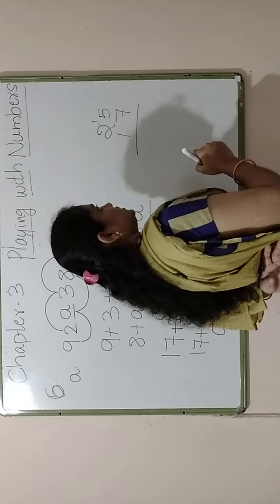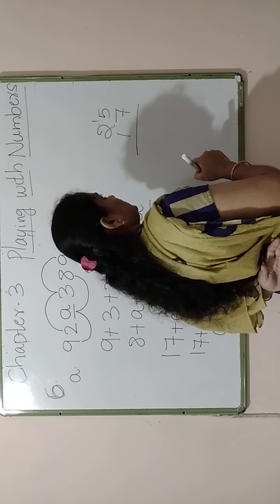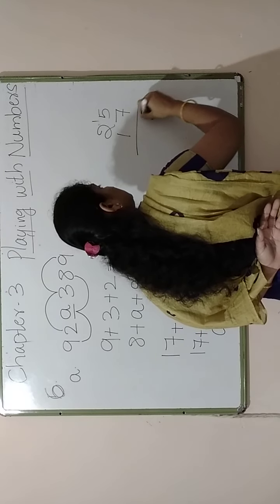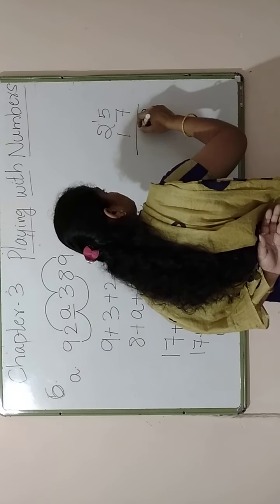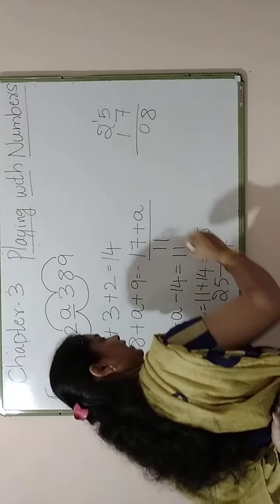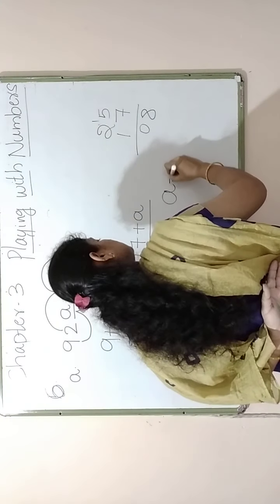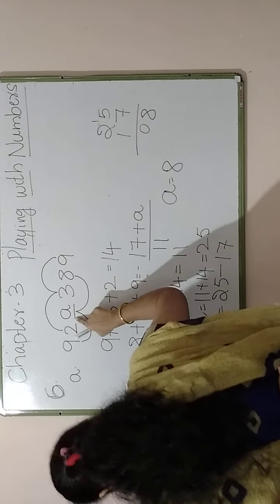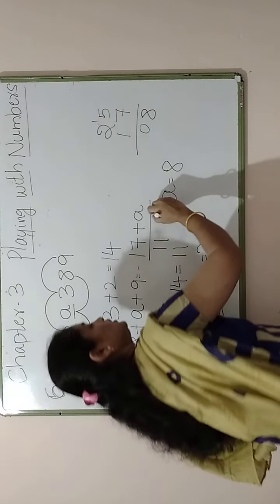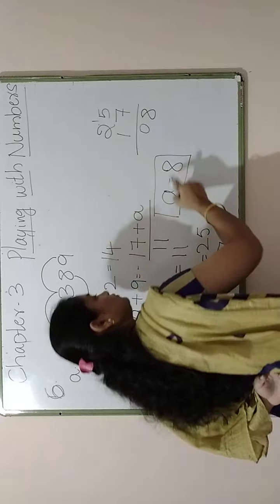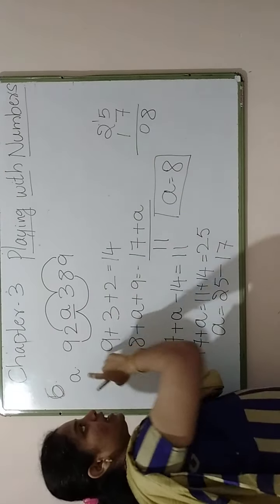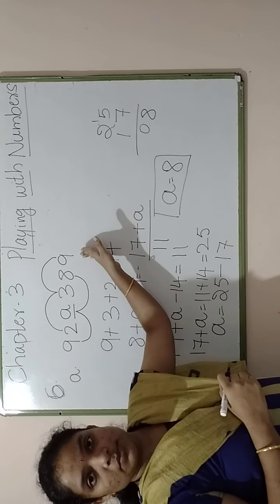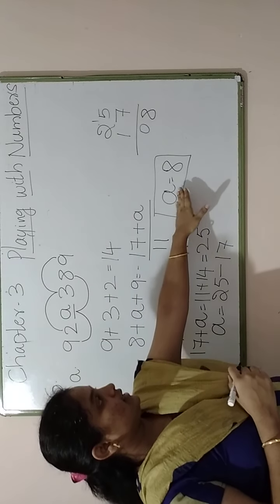Okay, now that is 15. 15 minus 7, that is 8. 8 and 1 minus 1 is 0. Okay, so that is a is equal to 8. So what we got? The first number a is equal to 8. So this is the number which will fit here to make this number divisible by 8. Okay, so a is equal to 8.